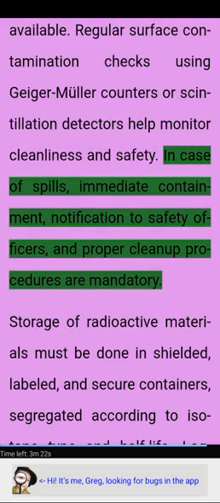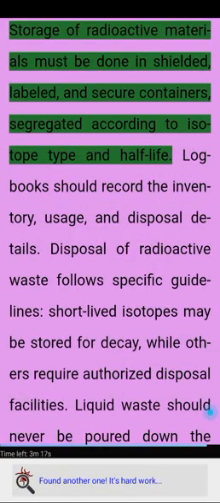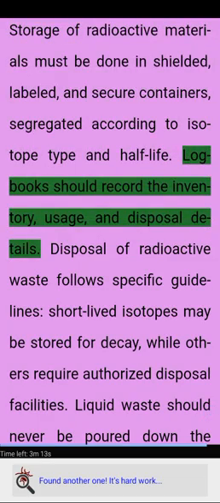In case of spills, immediate containment, notification to safety officers, and proper cleanup procedures are mandatory. Storage of radioactive materials must be done in shielded, labeled, and secure containers, segregated according to isotope type and half-life. Logbooks should record the inventory, usage, and disposal details.